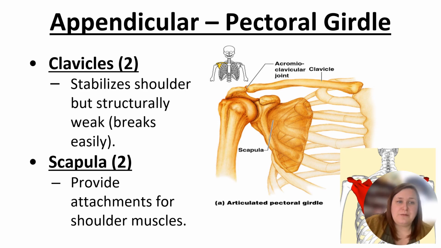So let's talk a little bit about that pectoral girdle. The pectoral girdle is going to be composed of our clavicles and our scapula. So our clavicles are going to stabilize the shoulder. They are structurally a little bit weak because of the shape, so they can break really pretty easily. And our scapula are going to provide attachments for our shoulder muscles. So this is going to be this big triangular one right here.